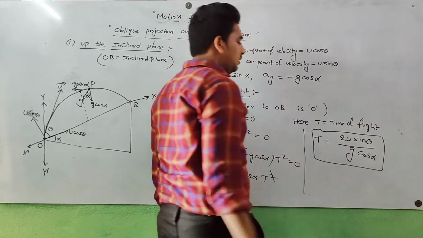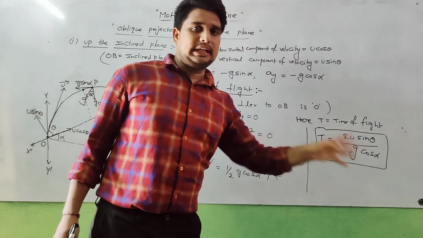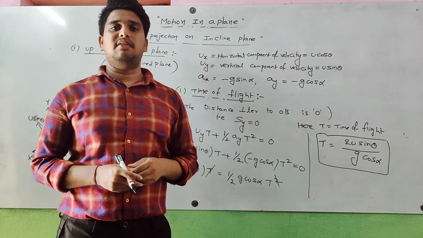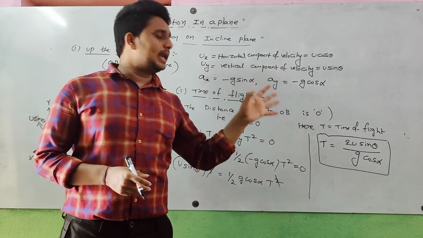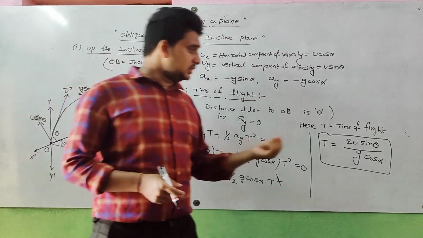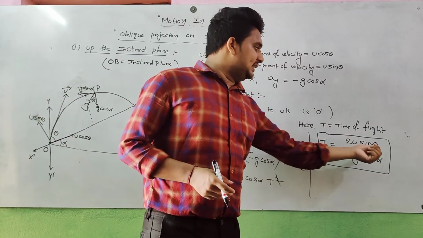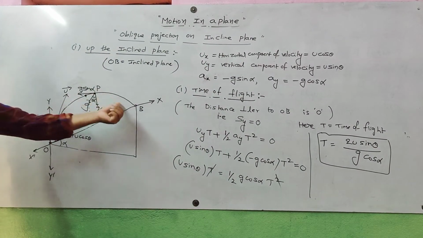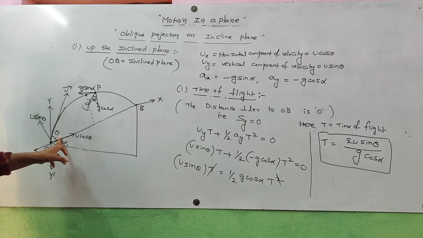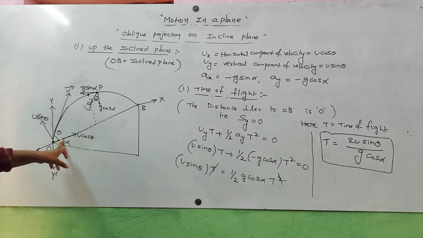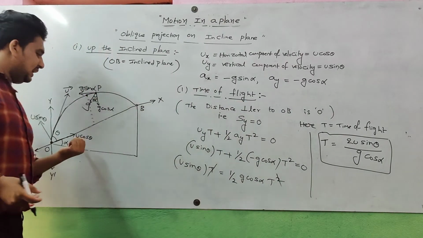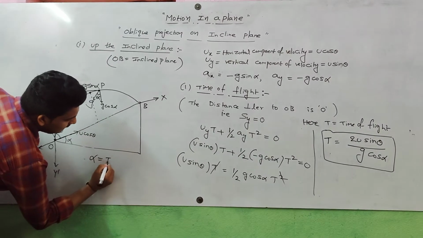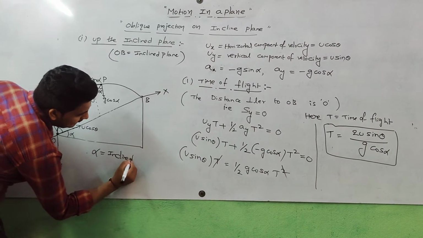So what is the formula for time of flight? 2u sin theta by g cos alpha is the formula for time of flight. Here u is the initial velocity, theta is the angle made by the oblique projection with the inclined plane. So here alpha means the inclined plane angle.